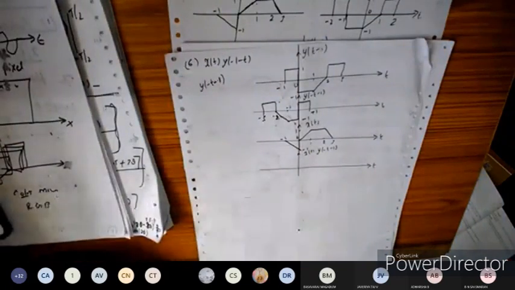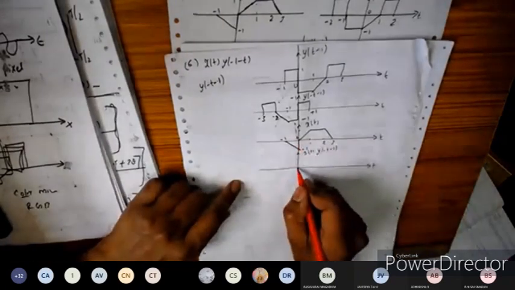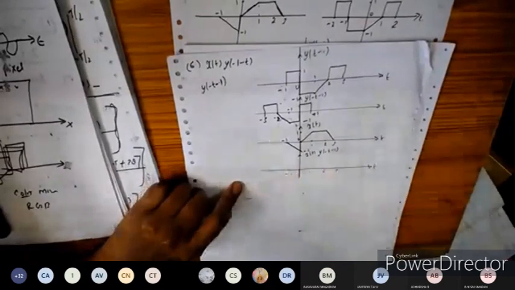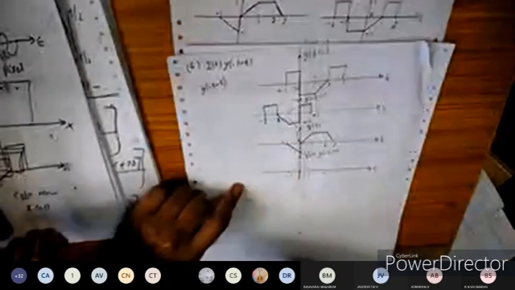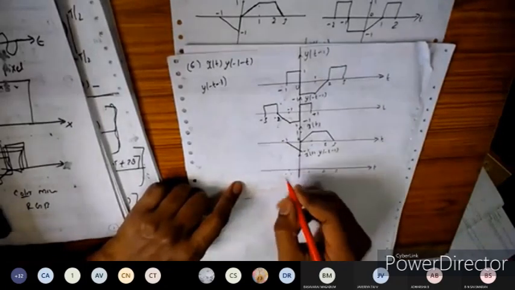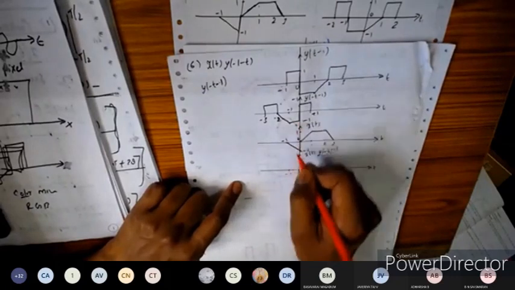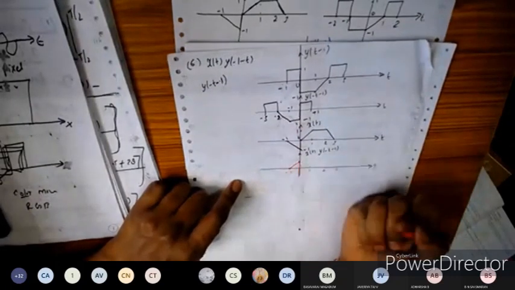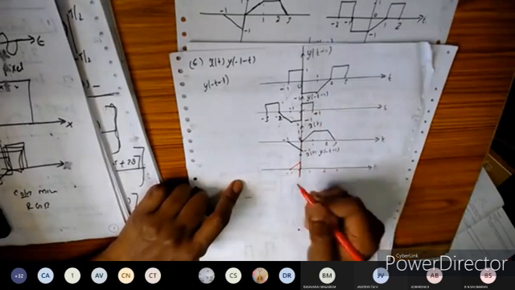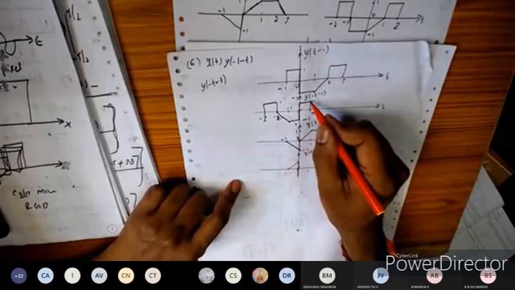So the product will be as follows. This is -1, 1, 2, 3. At t equal to -1, it is 0. At t less than 0, it is -1, and here also t is less than 0, it is -1. So -1 multiplied by -1 becomes +1 here. We'll get the waveform like this. Next, at t exactly equal to 0, it will become 0. Next, at t equal to 1.